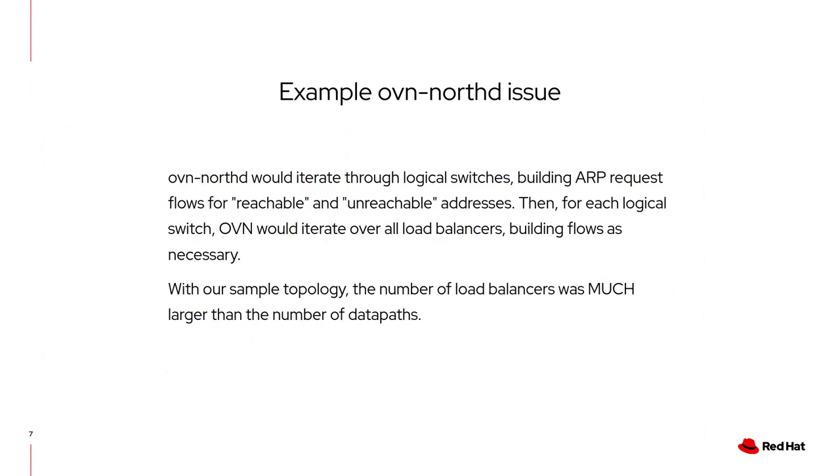Our algorithm for unreachable addresses had previously started by iterating over the logical data paths and their ports first. Then an inner loop would iterate over all load balancers, building logical flows as necessary. Analysis showed that this was not especially expedient, especially since the number of load balancers in our test scenarios was much, much larger than the number of data paths.